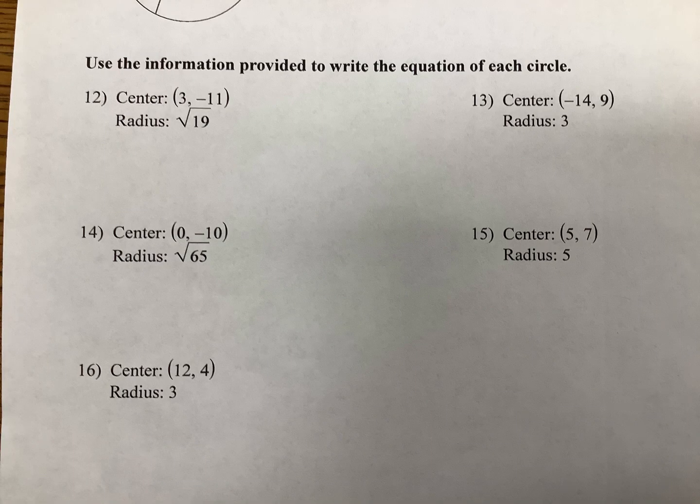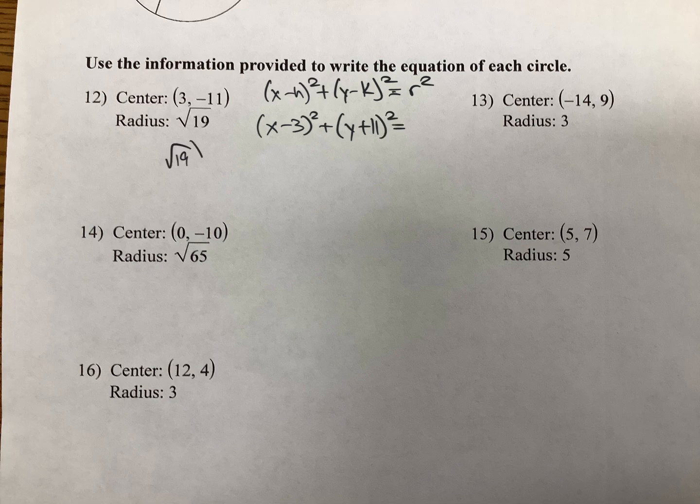All right, use the information provided to write the equation of a circle. So again, the equation is x minus h squared plus y minus k squared equals the r squared. That's your equation that it's wanting. All right, the center's 3 and negative 11. So the first one I'll do with you, x minus 3. Remember, it's the opposite numbers. Y plus 11.